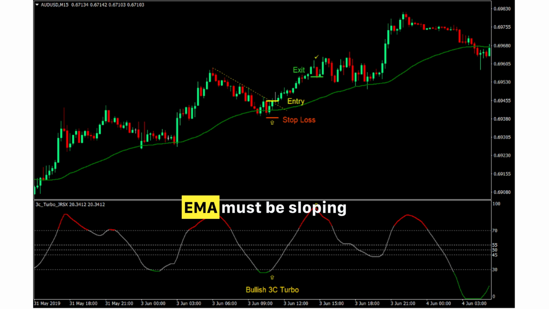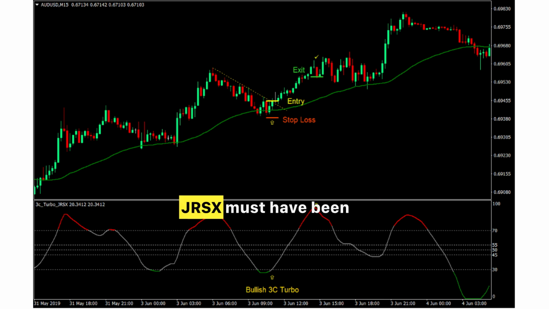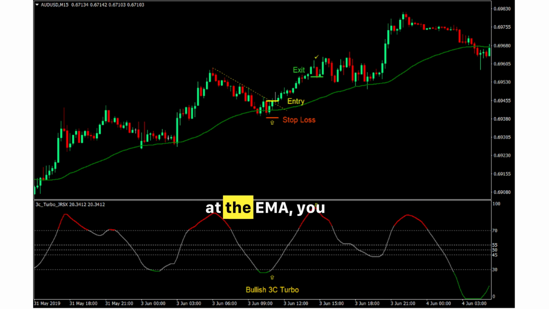Buy setup. The 50 exponential moving average must be sloping upward and price must be above it. Price then retraces toward the 50 EMA and shows congestion around that area, so support plus trend line. Simultaneously, the 3C Turbo JRSX must have been in oversold territory below 30 and begins to reverse upward. When price breaks above that diagonal resistance/support zone at the EMA, you enter your buy.